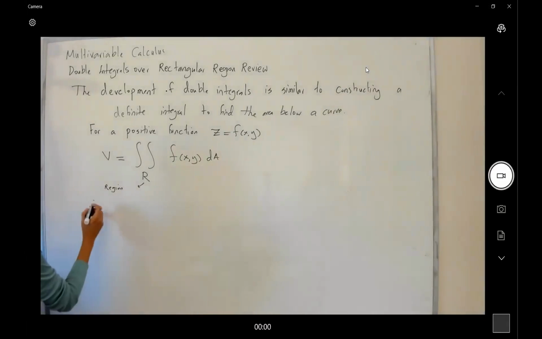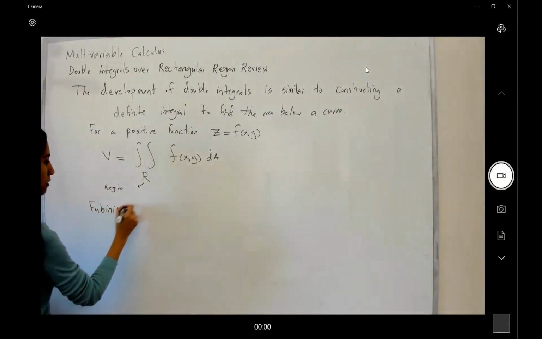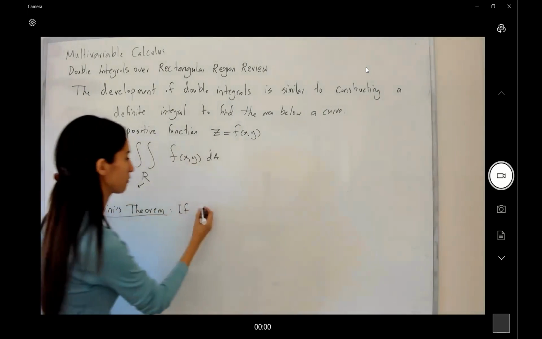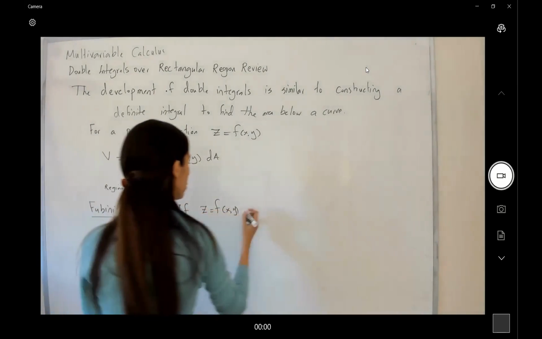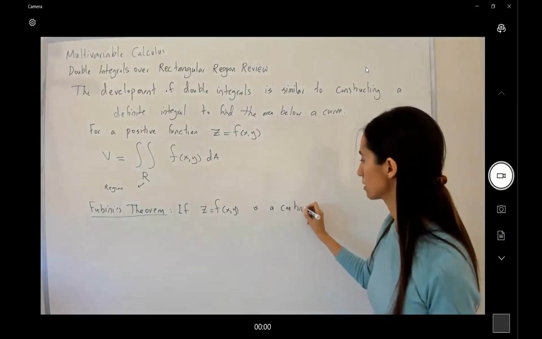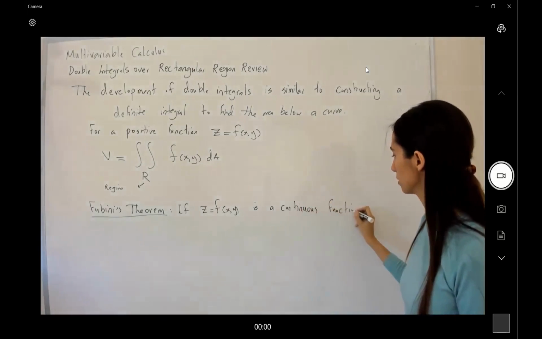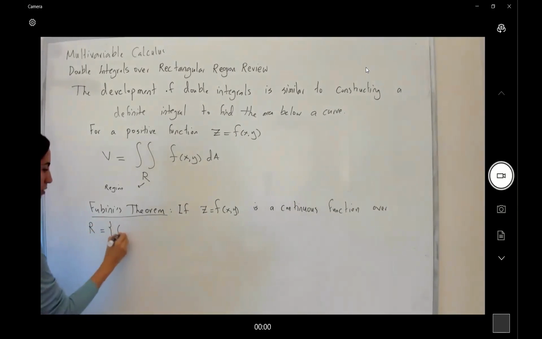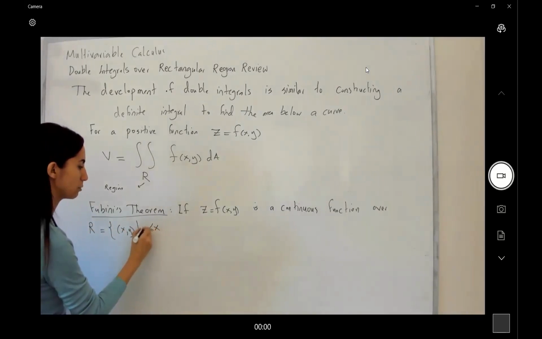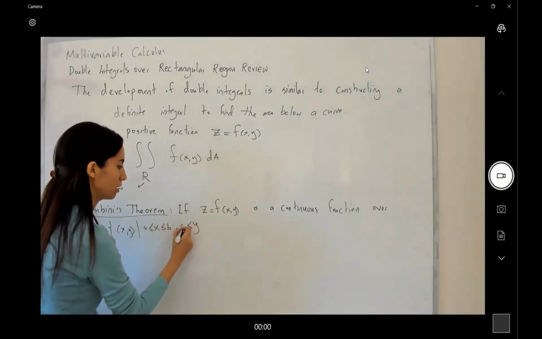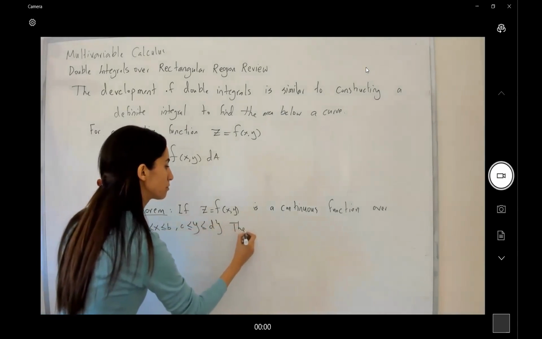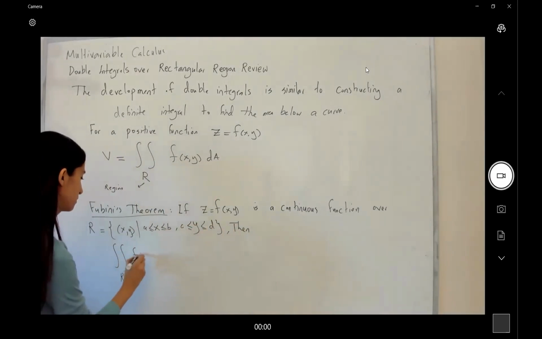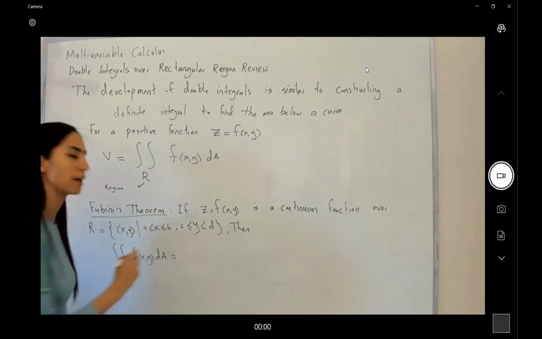So we also learned about Fubini's theorem, which says if function f is a continuous function, z equals f of x and y is a continuous function over region R equals all x and y's such that x is in between a and b and y is in between c and d, then the double integral over region R can be written as an iterated integral.